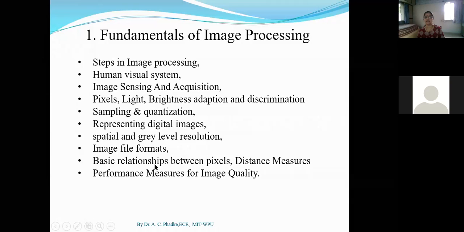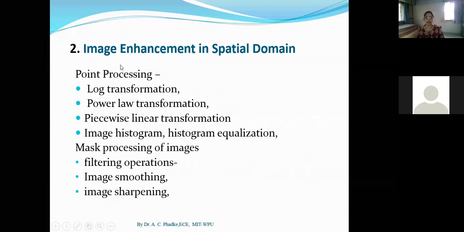We will be studying the basic relationship between pixels, then distance measures, and some performance measures which are used in many real applications to test the performance of the implemented system. So these are the topics under unit 1, that is fundamentals of image processing. Then this is about the second unit. Under image enhancement, we will be mainly studying some point processing operations and some mask processing operations. These mask processing operations are also known as local neighborhood operations or filtering operations.